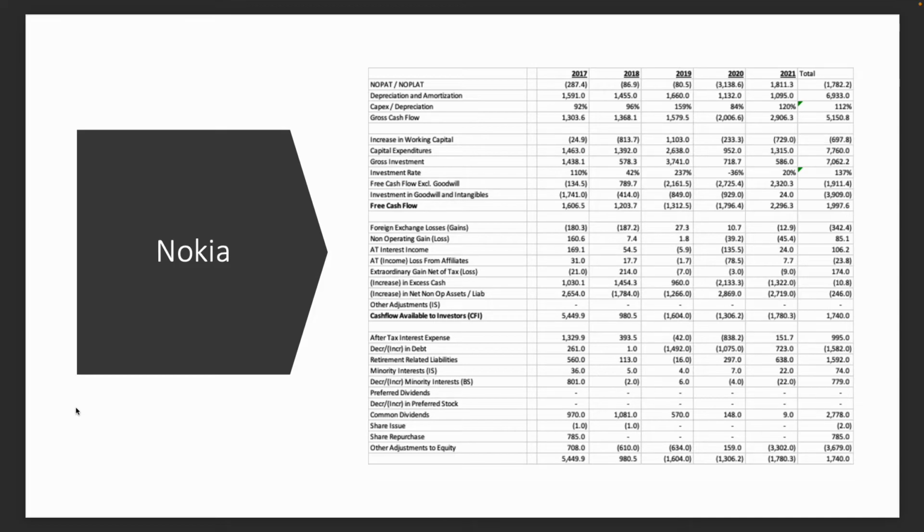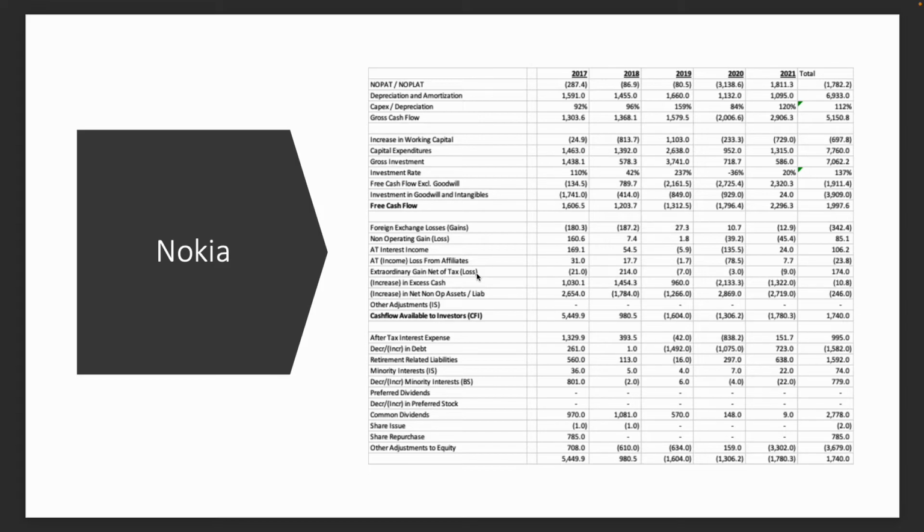All right, so given $2 billion of free cash flow, how did they get to $1.7 billion of CFI? If we look at the non-operating cash flow over the 5 years, what we can see is that they basically had FX gains of almost $342 million. We also saw an extraordinary loss, which is the 174? The 174 is the extraordinary gain net of the tax loss of $174 million, most of which was in 2018.